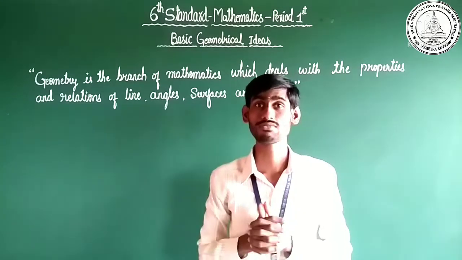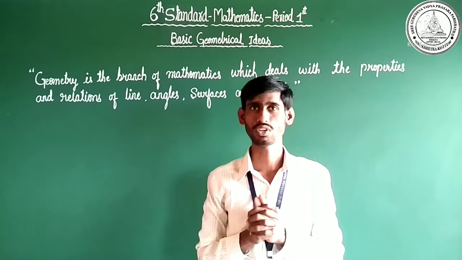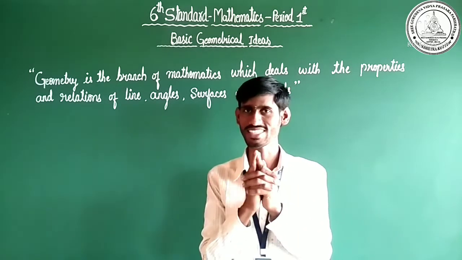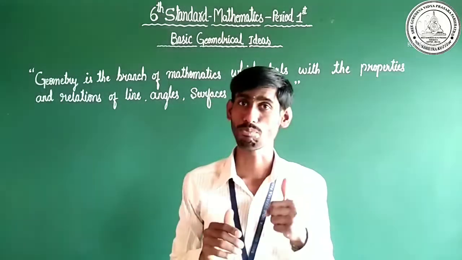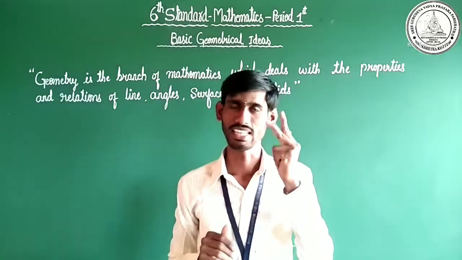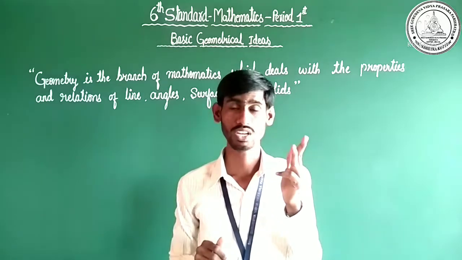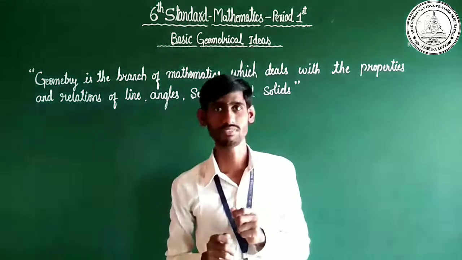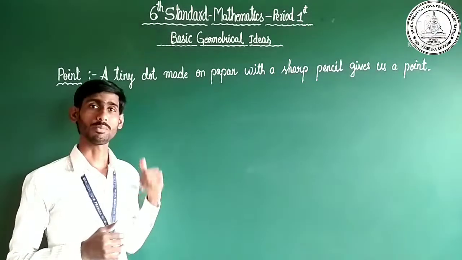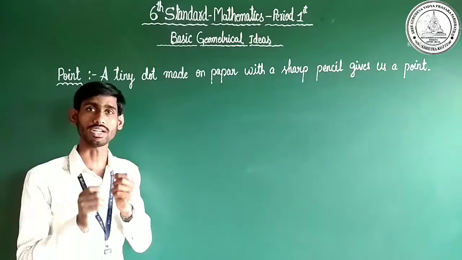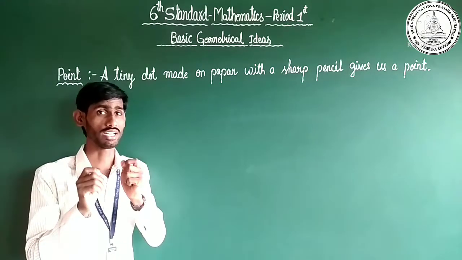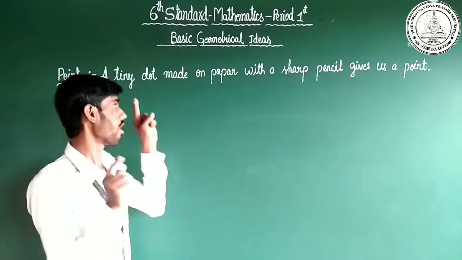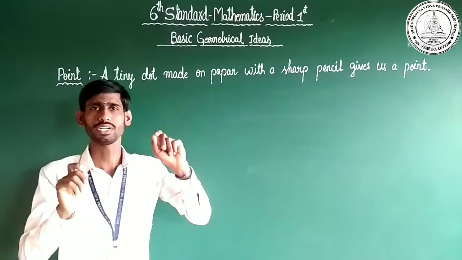At very first, we know the very important basic identities. Which are the basic identities in geometry? The basic identities in geometry are point, line segment, ray. These are all the basic identities or basic shapes. We will know one by one. Point. The point is the basic geometrical identity. This is a very important note.